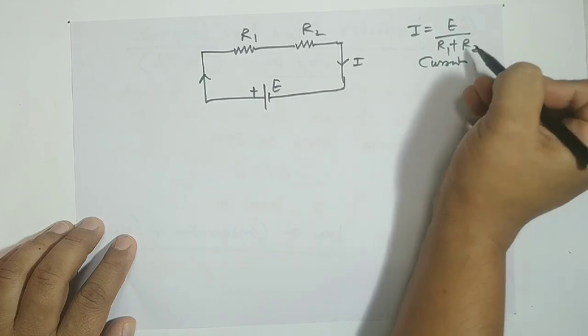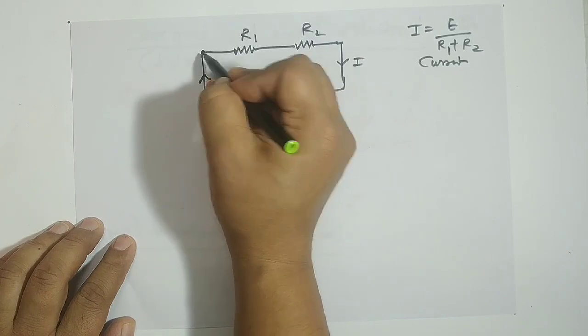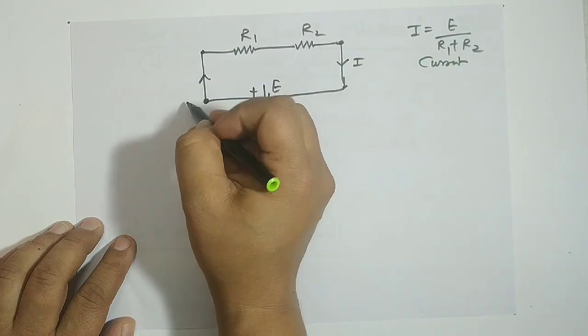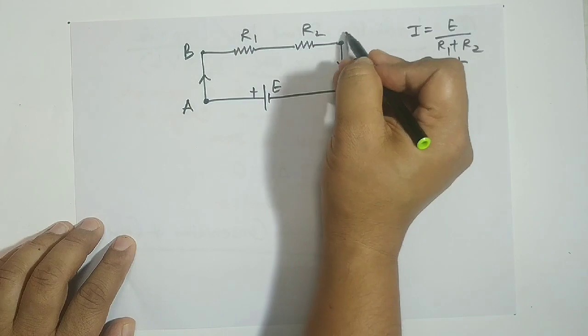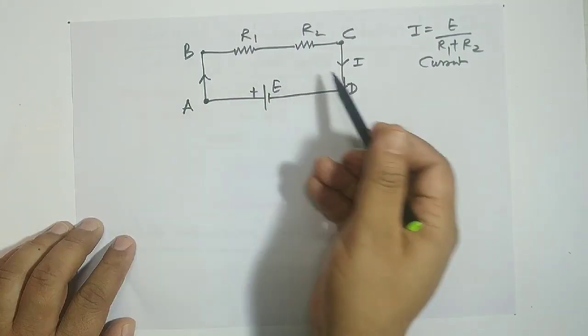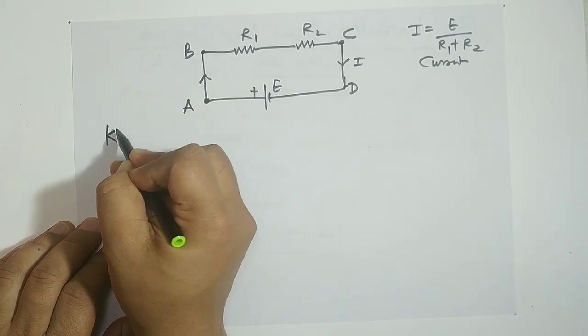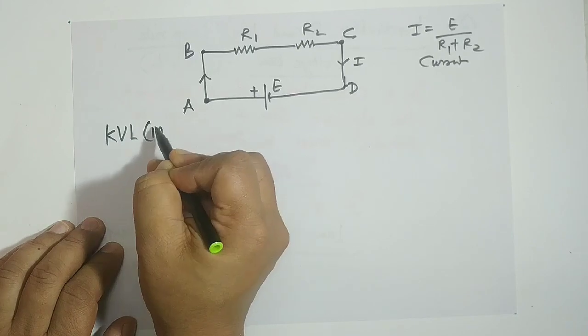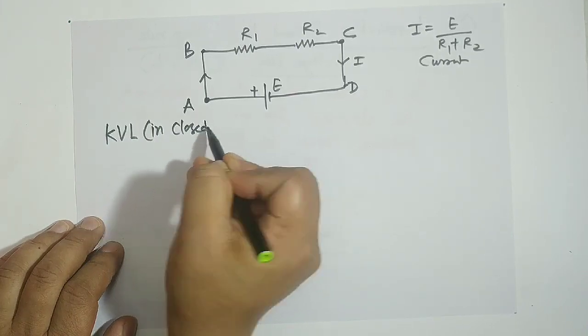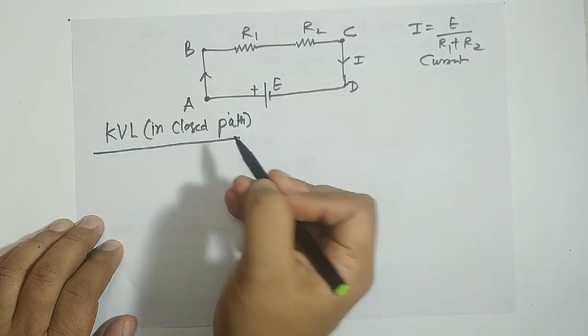But now I am saying about applying Kirchhoff's voltage law. First of all, you have to define the path A, B, C, D. Path define. This is the path. It can be in any way. Now how are you going to apply? We are applying KVL in a closed path, and it is always applied in a closed loop. So it is also known as the loop rule.